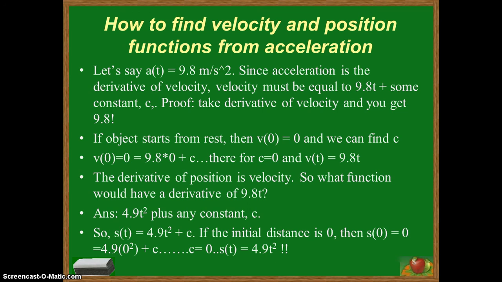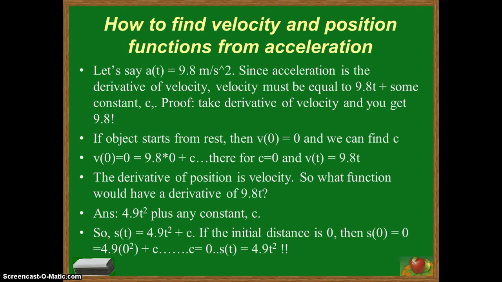Then we could say that the velocity at time 0 equals 0, and we can find c. Because what we do is we substitute 0 in for t into our velocity equation, and I get 9.8 times 0 plus c. It has to equal 0, therefore c equals 0, and our velocity equation in this case is v of t equals 9.8t.